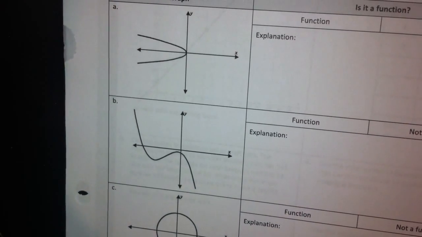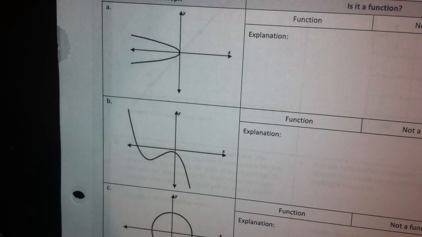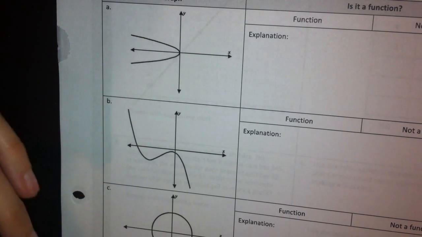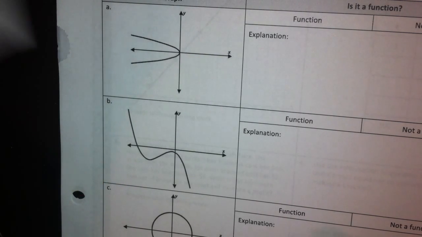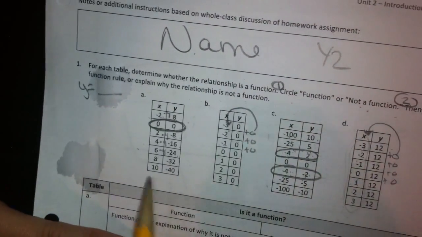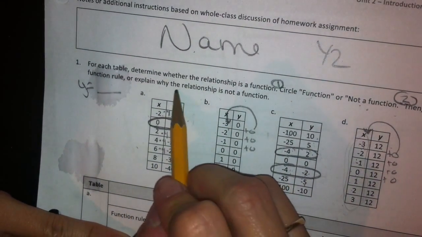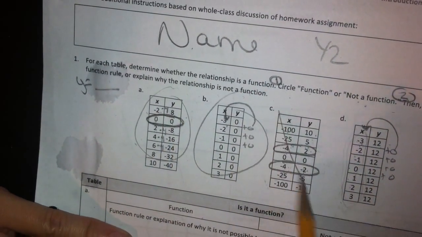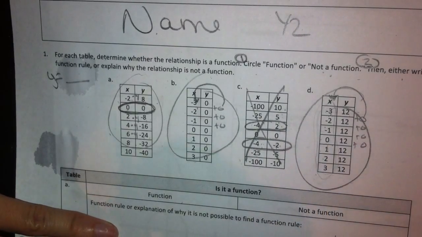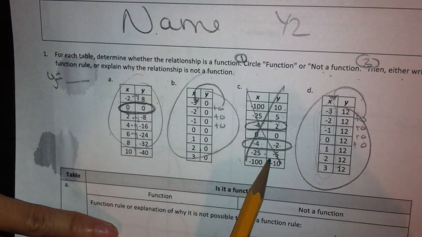Okay, guys, this is 6.2, part 2. We've already gone over whether or not a table is a function or a non-function. So in this one, we already went over, is it a function or a non-function? So function, function, non-function, function. These are functioning machines, this guy's not.